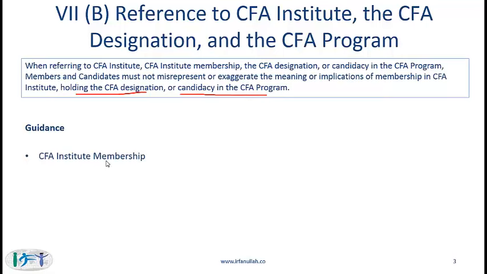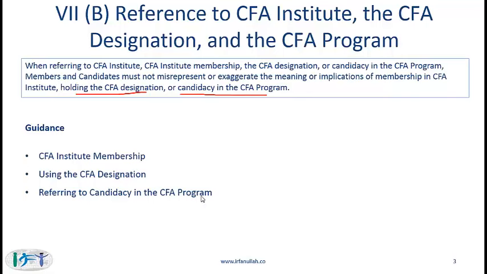In terms of CFA membership, once you become a member, there are two major things you need to do. One is you need to annually complete the professional conduct statement, and you also need to pay the institute membership dues on a regular basis. Once you earn the right to use the Chartered Financial Analyst designation, you have to follow the rules associated with the usage of the designation.